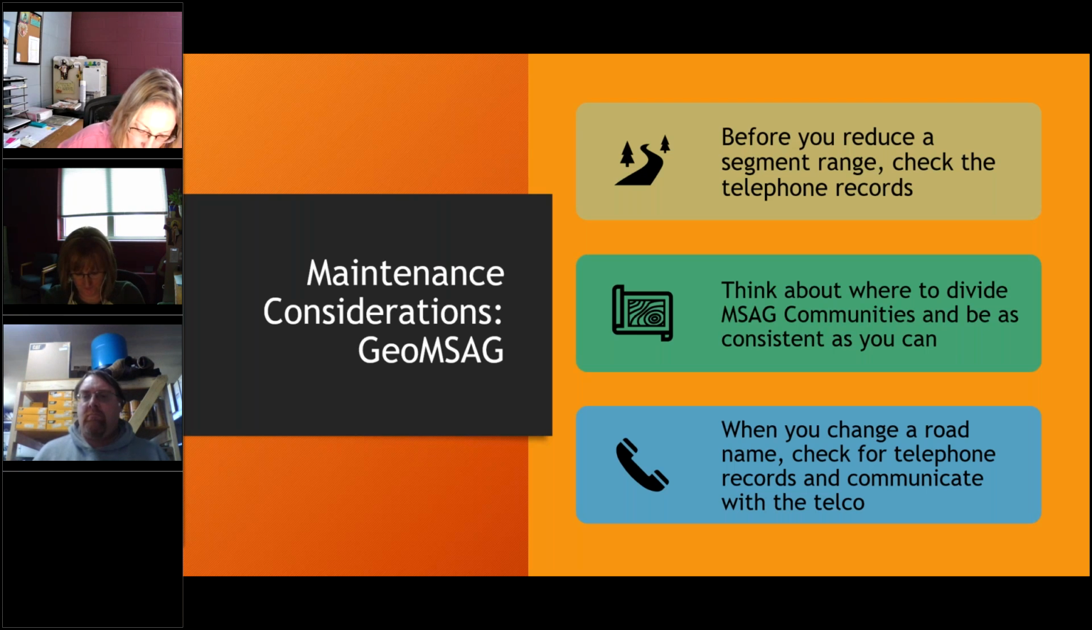So like I was saying, I have maintenance considerations that are related to the GeoMSAG. First, when you are editing a road center line, before you reduce a segment range, meaning right now it's 100 to 198 and 101 to 199, before you just go in and reduce that because you decide to go from theoretical ranges to real ranges, and you're going to drop that down to 100 to 118 and 101 to 121, check your phone records, because there's always a possibility that, accurately or inaccurately, somebody has put in a phone record that has an address outside of that new range. So check those phone records.